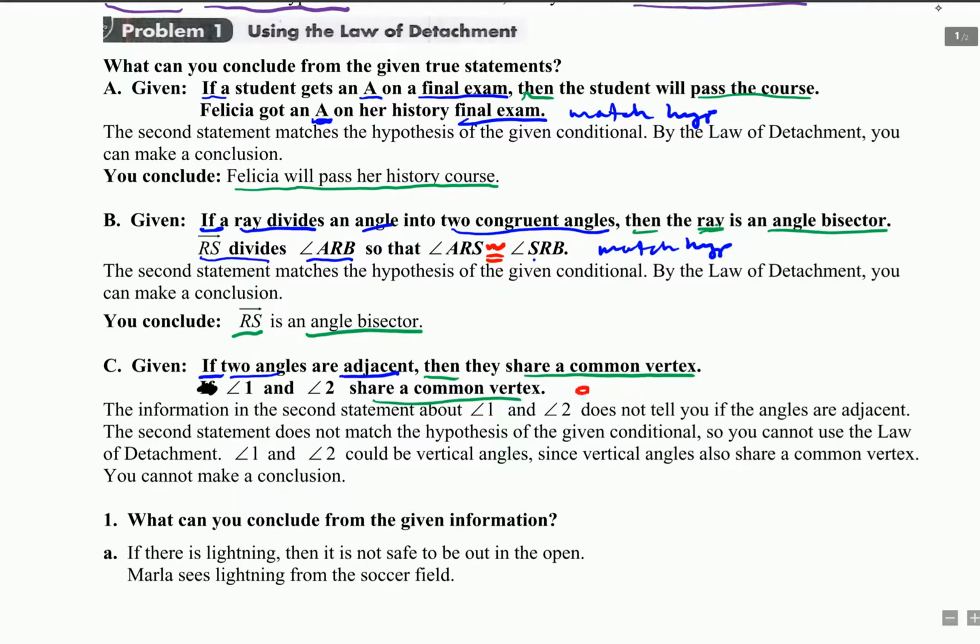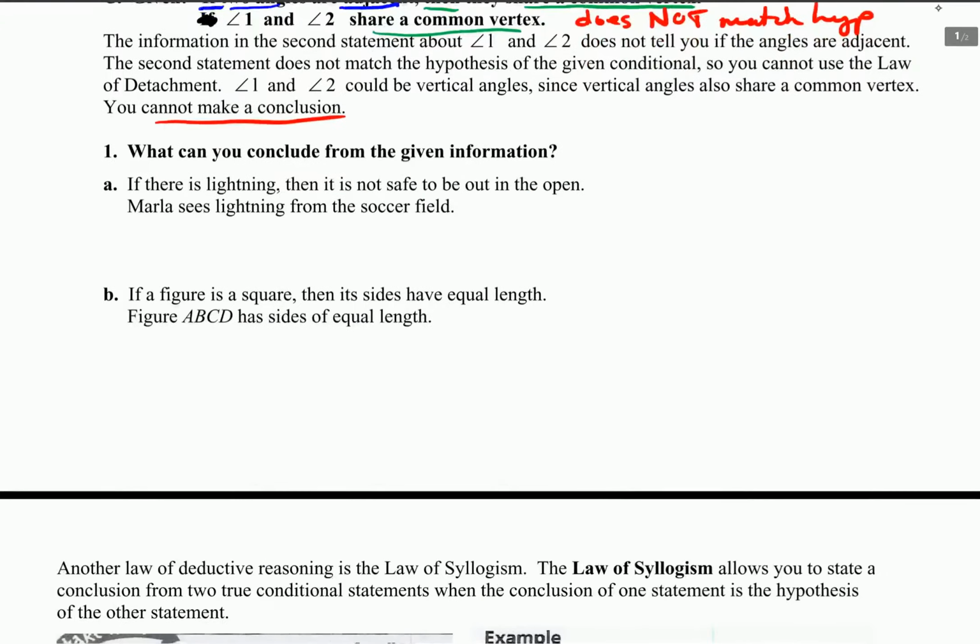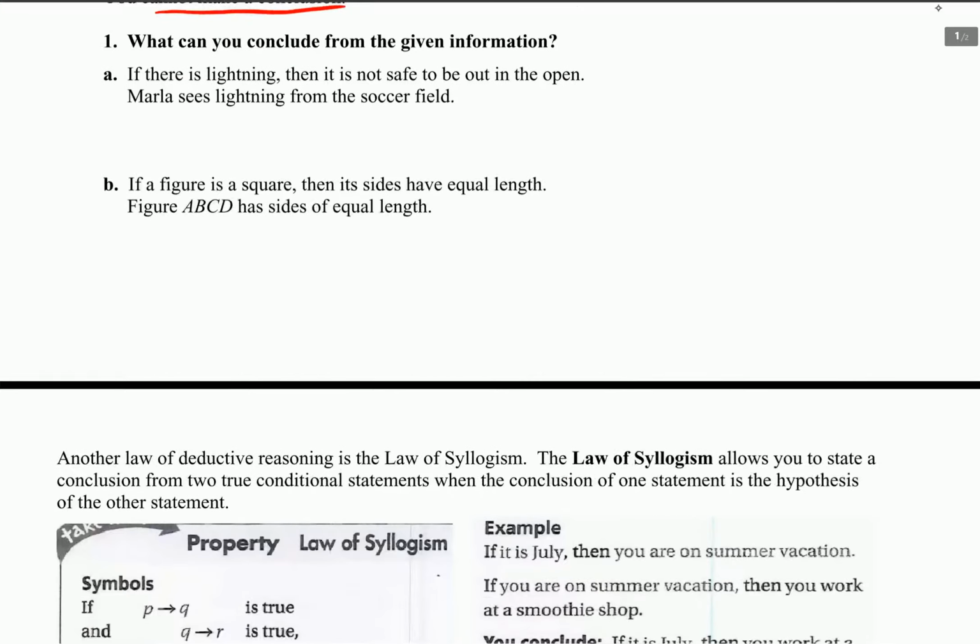This does not match the hypothesis. So we cannot make a conclusion. We must meet our requirement. Our requirement is not met. All right. Pause the video. You try the next two.